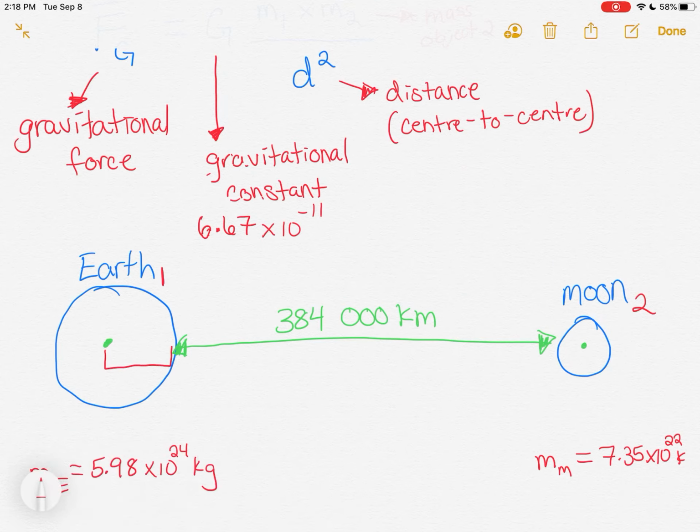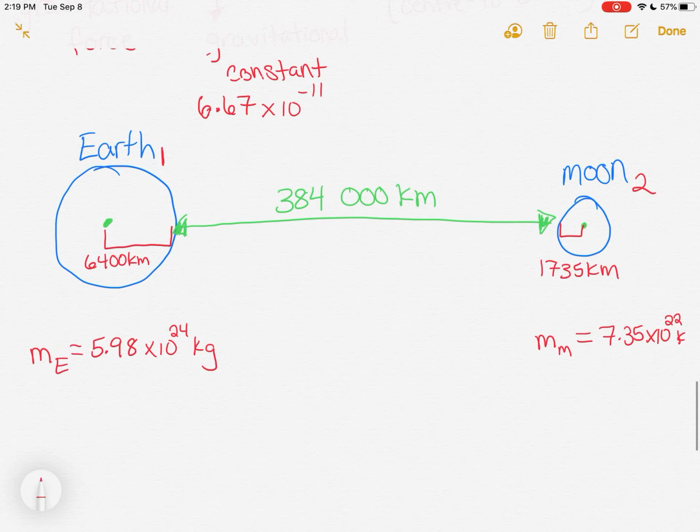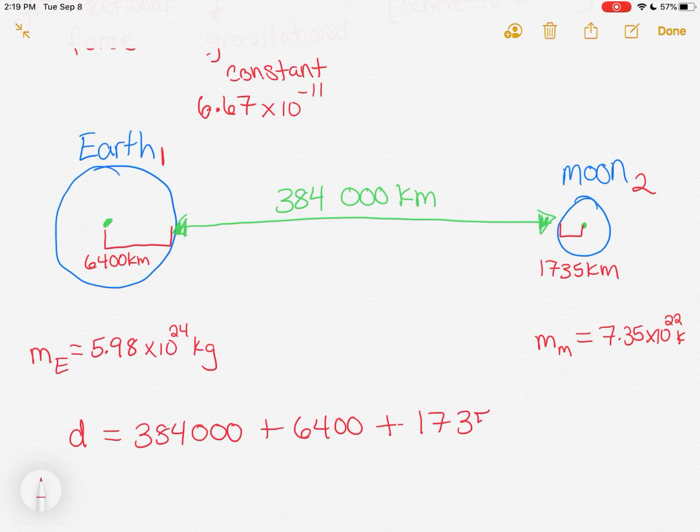So the radius of the Earth is 6,400 kilometers, and the radius of the moon is 1,735 kilometers. So then in order to get the distance from the center to the center, we're going to add up the radius of each as well as our distance from the surface to the surface. Let's do that right now. So distance is going to be 384,000 kilometers plus 6,400 kilometers plus 1,735 kilometers. So we're just going to do that math here.